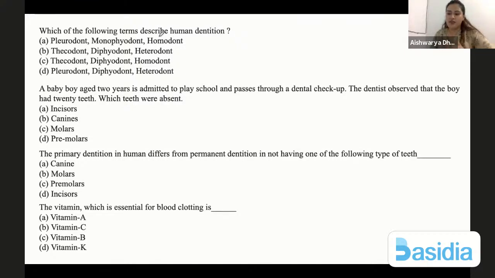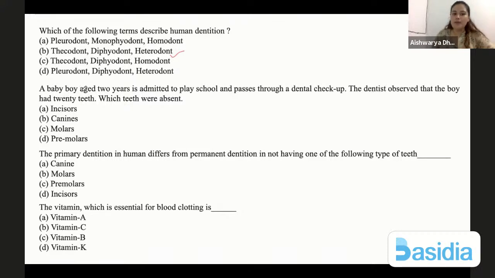Next, which of the following terms describe human dentition? So human dentition, I've told you already, 3 types are there: thecodont, diphyodont, heterodont. B is correct. Thecodont, tooth embedded in the jaw socket. Diphyodont, 2 sets of teeth during the lifetime, permanent and temporary. Heterodont, 4 different types of teeth: incisors, canines, premolars, molars.